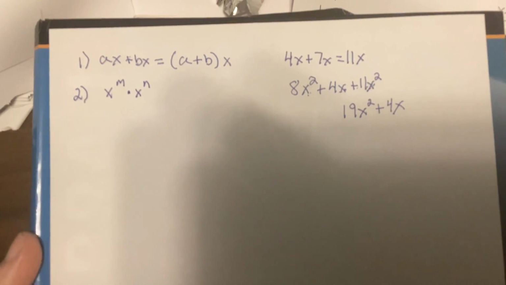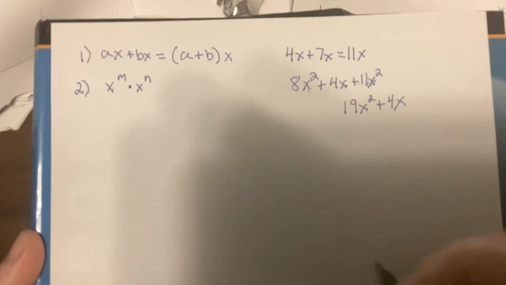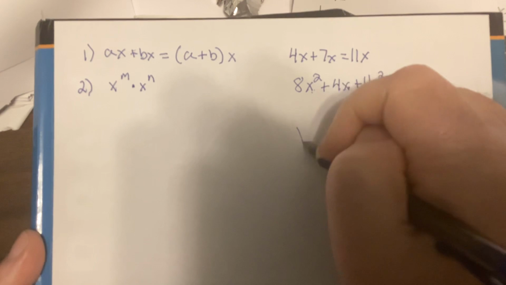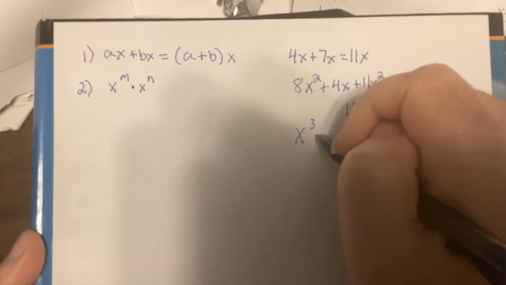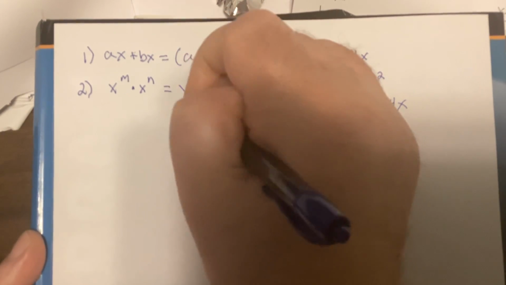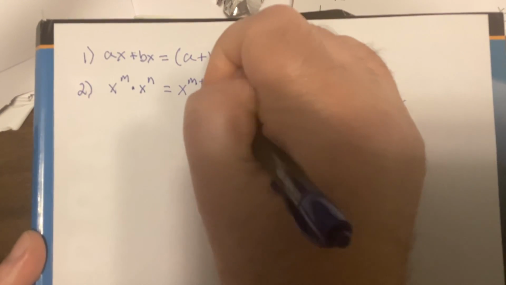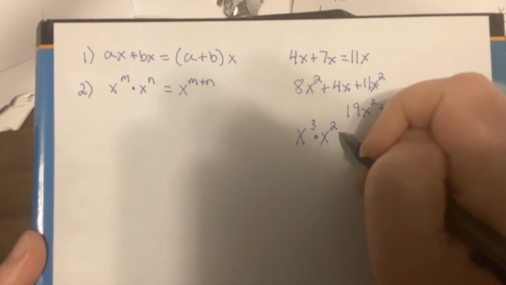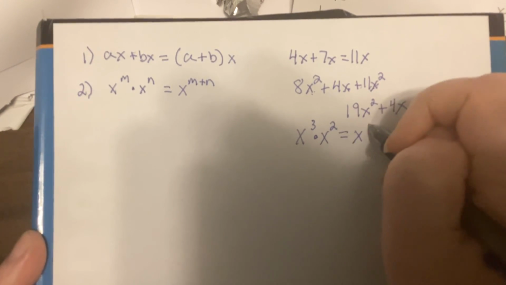The next law, which is a real law, is what do you do when you multiply two things same base? So if I have x cubed times x squared, we found out that when you multiply two things same base, you add the powers. So this would be x to the fifth.